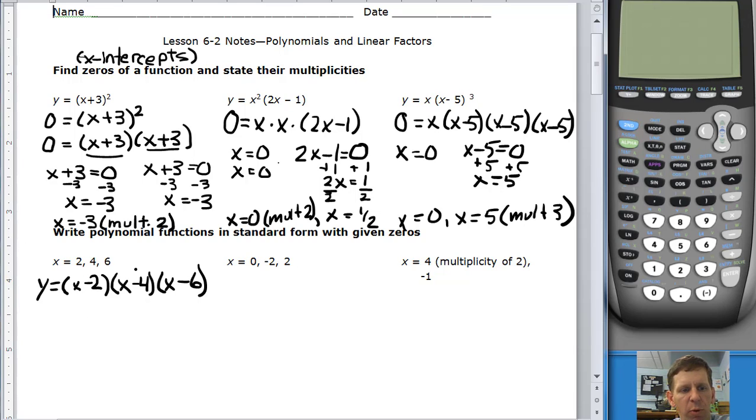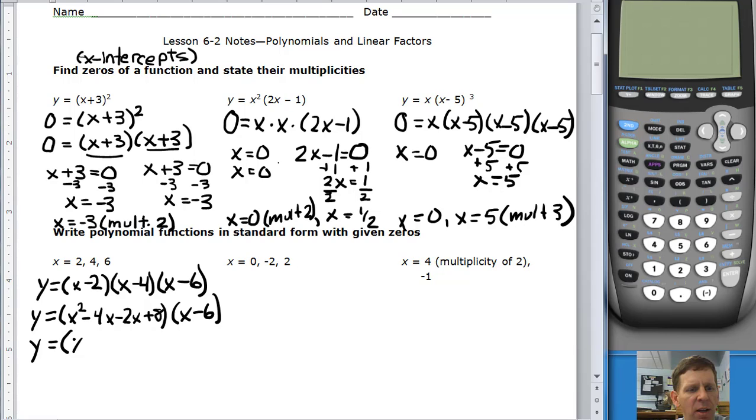So this is a process of repeated multiplication. You probably remember the idea behind this. We're going to go first, x times x is x squared. Outside, x times negative 4 is negative 4x. Inside, negative 2 times x is negative 2x. And negative 2 times negative 4 is positive 8. We're still going to multiply this by x minus 6 when we're done. And if you want to simplify things for just a moment, you can add the like terms in the middle. Negative 4x minus 2x is negative 6x.